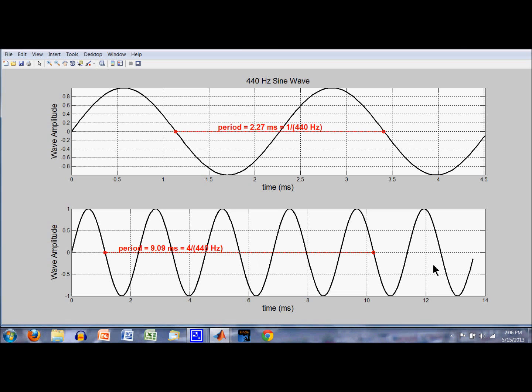Down here is a longer view over about 13 plus milliseconds, and I got a red line showing 4 periods of the wave. Here's the sound.